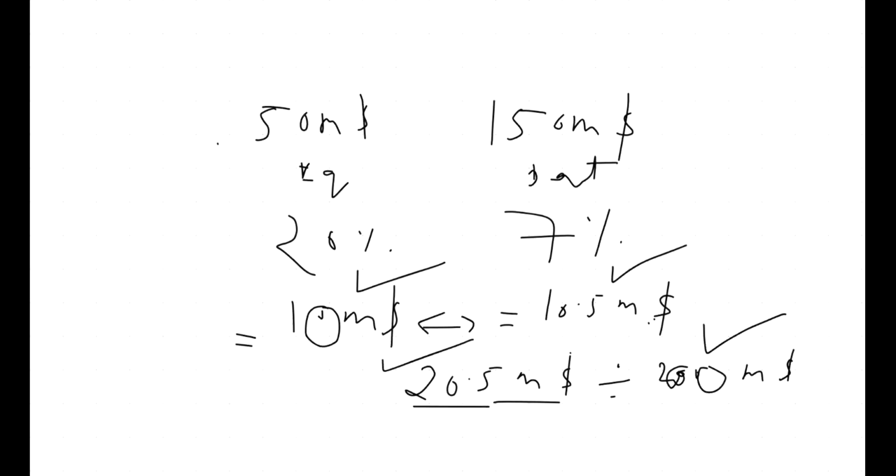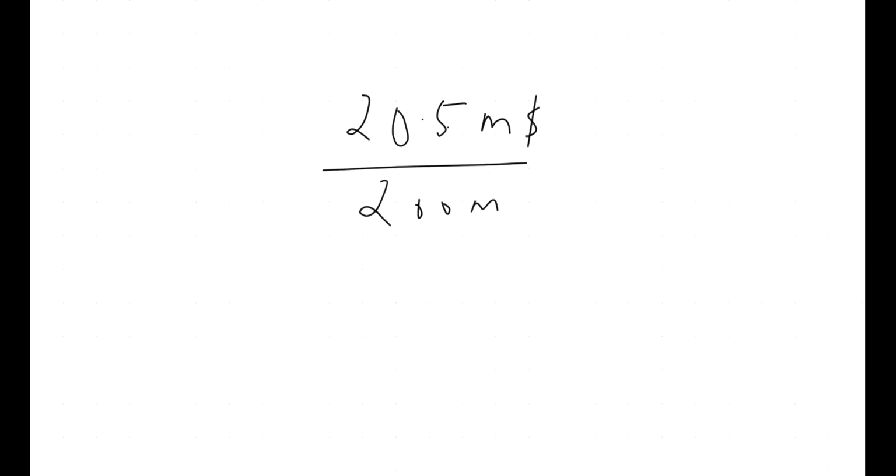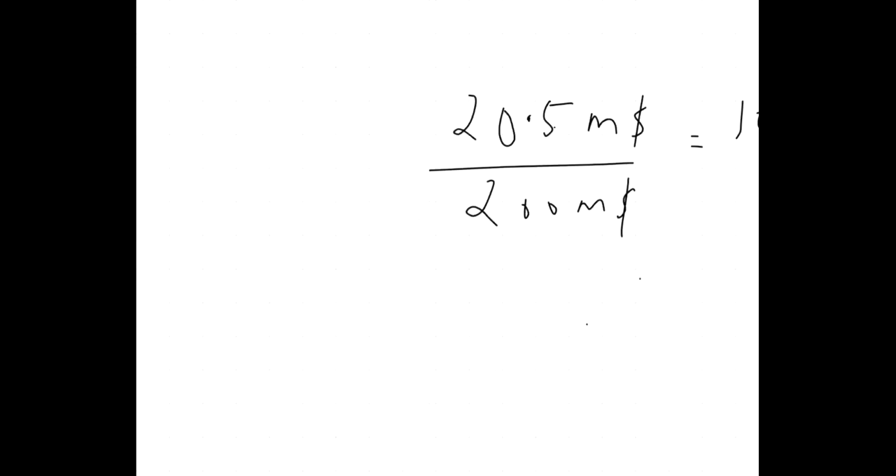So you have $20.5 million, the whole divided by $200 million. How much is the cost? 10 point something. How much will it be? 10 point how much? 10.25%. On an average, you have to pay 10.25%. Okay, makes sense or does not make sense?